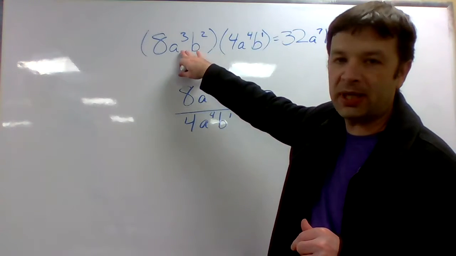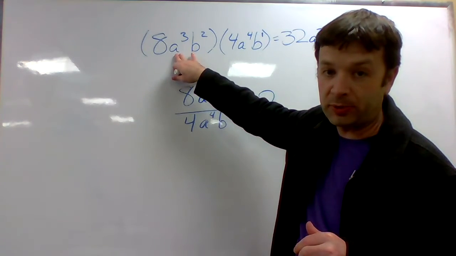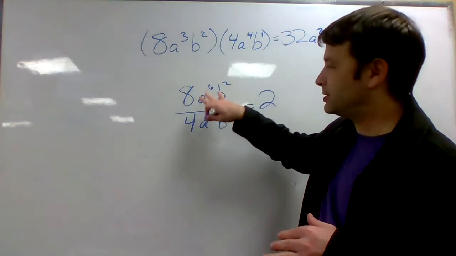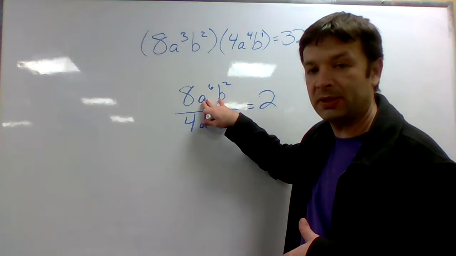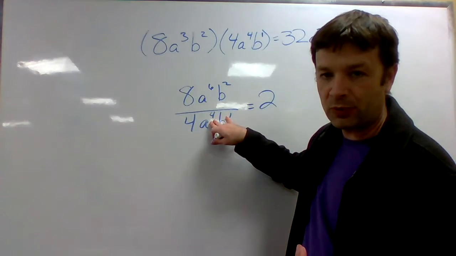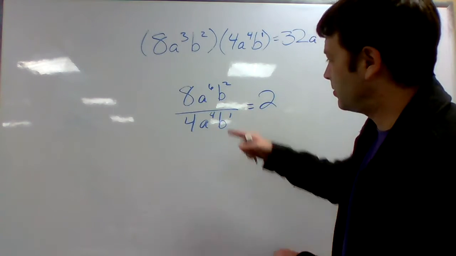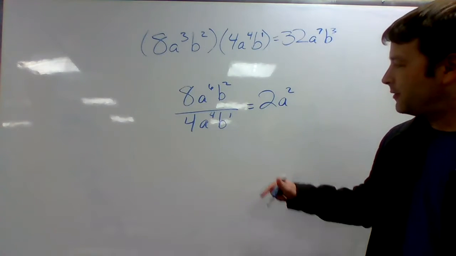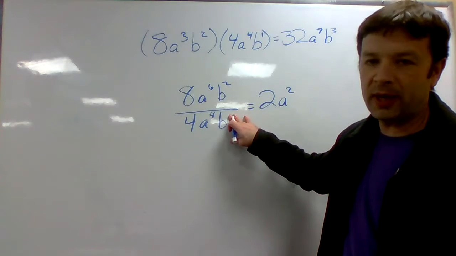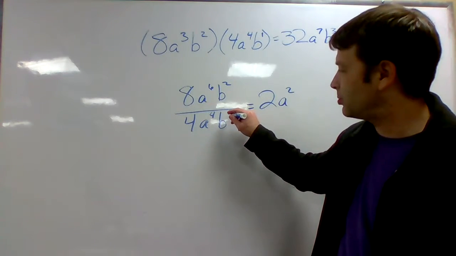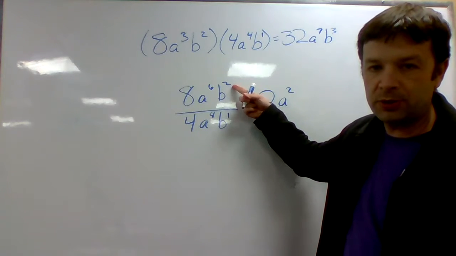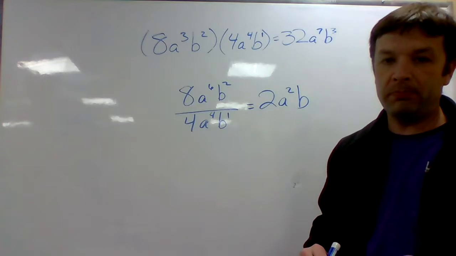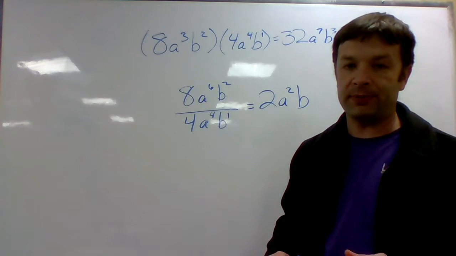So remember, on Tuesday, because it's multiplying, we did 3 plus 4 is 7. So now it's division, which is the opposite of multiplication. So we're going to do 6 minus 4 is 2. So for the A's, we're going to have A to the 2, A squared. And for the B's, now this B, they wouldn't write an exponent. If there's no exponent there, that means there's a 1 there. So 2 minus 1 is 1. So you could put B to the 1 or you could just put B. Okay, that would be an example.